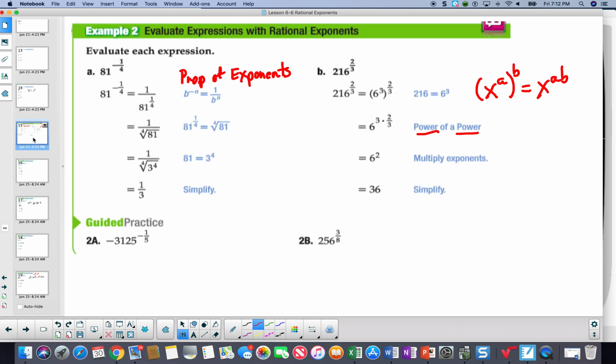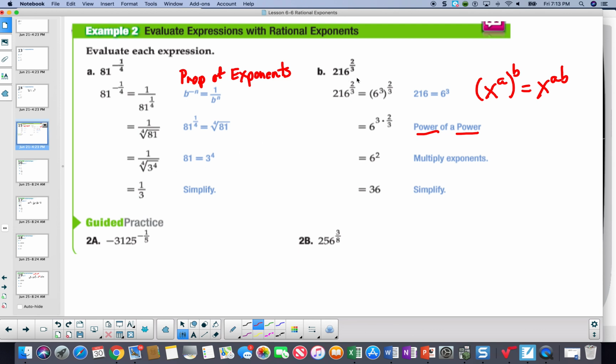Let's take a look at expressions that are a little bit more involved. In this expression, we have 81 to the -1/4. Well, let's go back to our properties of exponents. B to the negative n power is the same thing as 1 over b to the n power. In other words, cross the fraction bar to get the exponent to be positive. And that's what we're doing here. We're making it go to the denominator, and now it's a positive 1/4 power. Well, 1/4 is a 4th root, and if we take the 4th root of 81, the answer is 3.